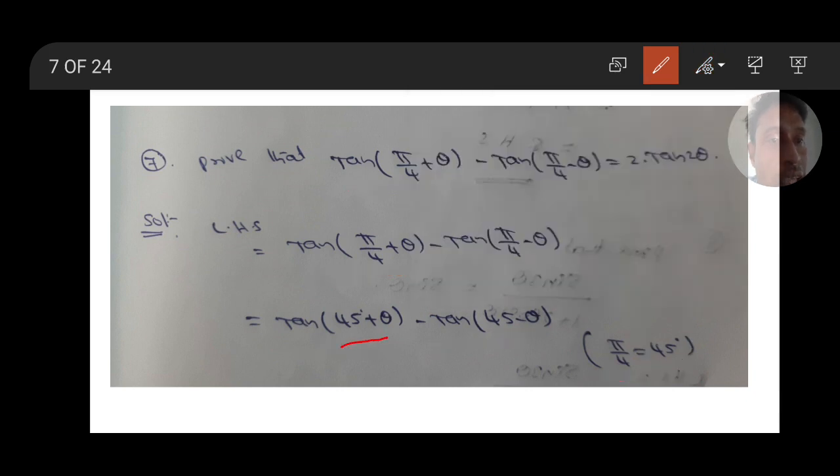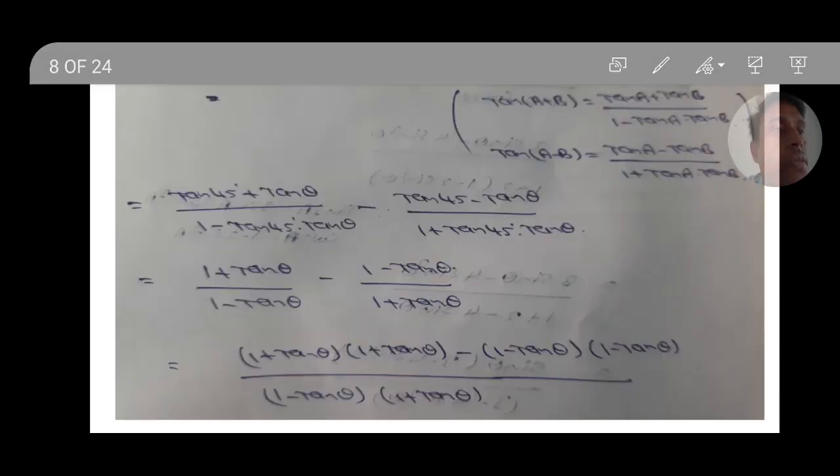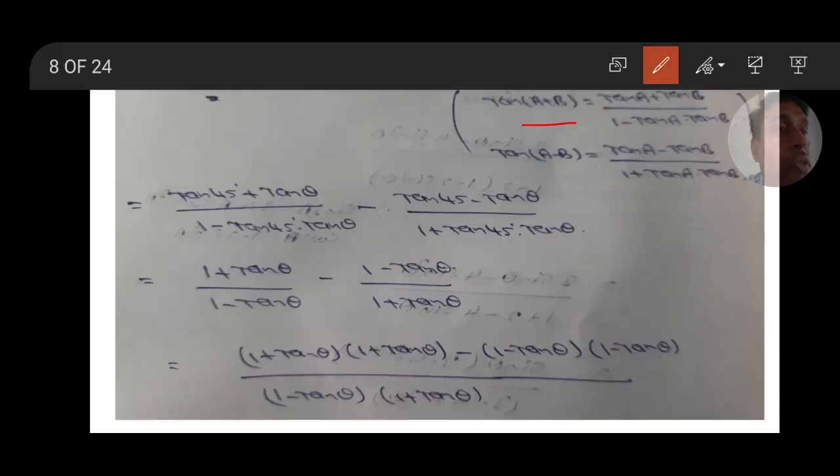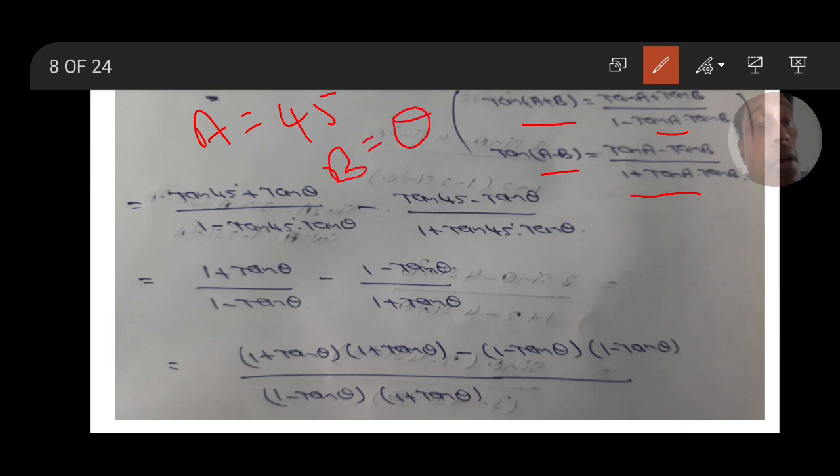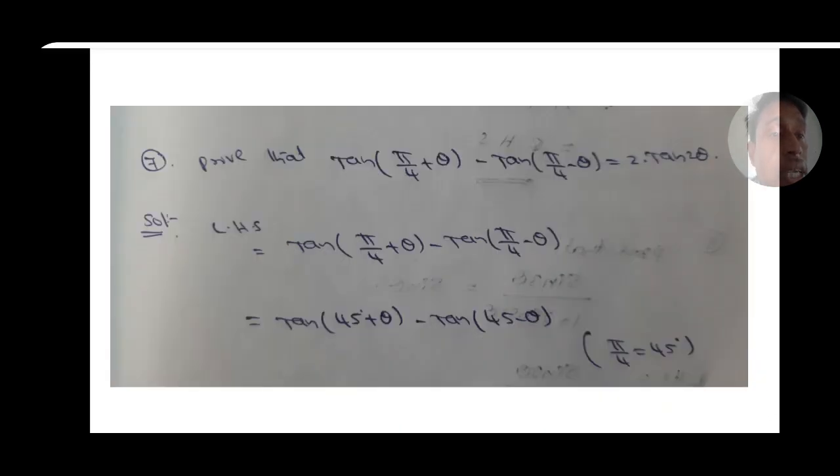Next, it is the tan of a plus b formula and the tan of a minus b formula. Tan of a plus b is tan a plus tan b by 1 minus tan a tan b, and tan of a minus b is tan a minus tan b by 1 plus tan a tan b. Here a means 45 degrees and b equals theta. Substitute: tan of a plus b is tan of 45 plus theta, and tan of a minus b is tan of 45 minus theta.